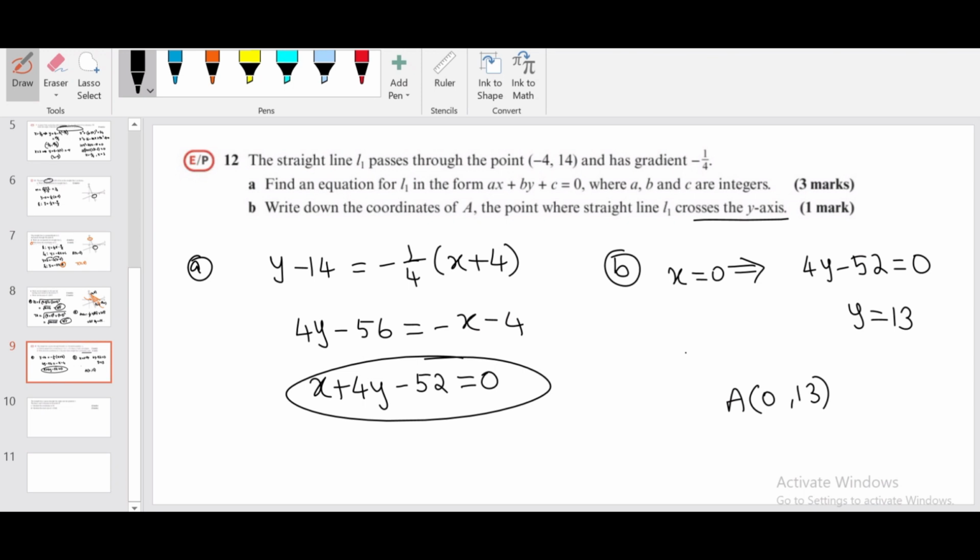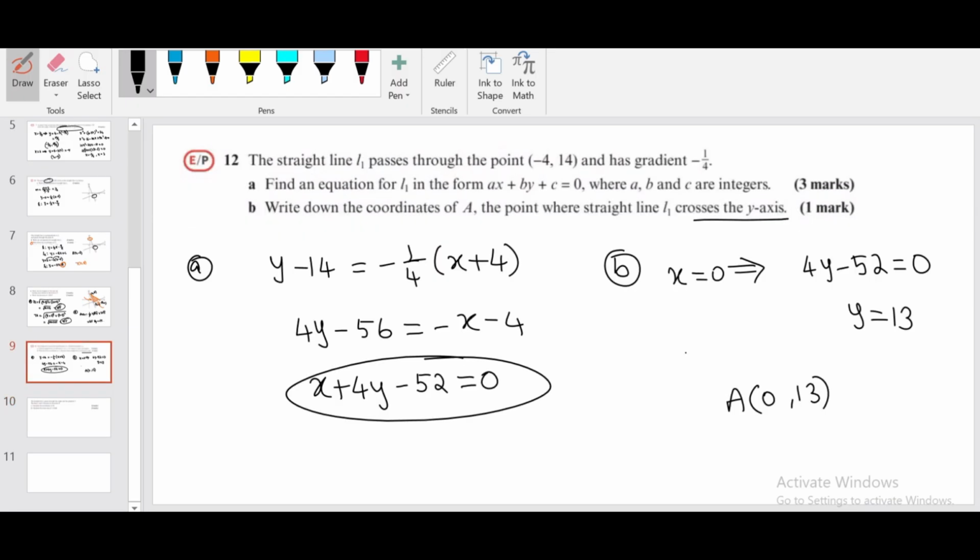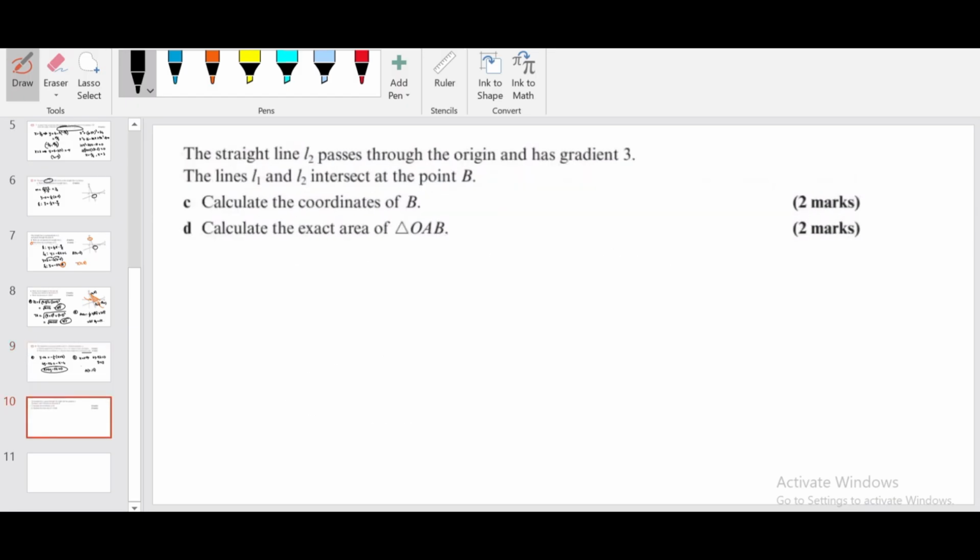Let's move on to part C now. Part C is talking about another straight line. Okay, wait. This is L1 and they are talking about L2. L2 is a straight line that passes through the origin and has gradient 3. So the slope of L2 is 3 and it passes through the origin. So you can write the equation y minus y1 is slope times x minus x1, or y is equal to 3x. That's the equation of L2.